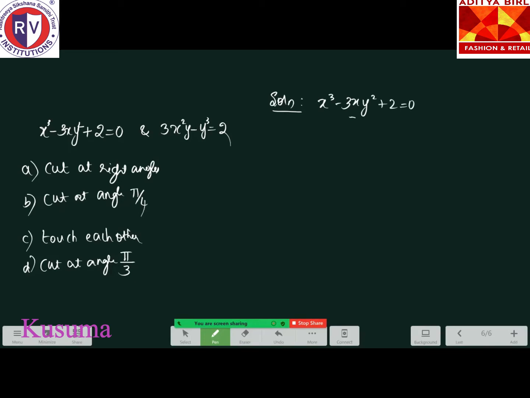For this, we have to find out dy by dx. Let us differentiate this with respect to x. So the differentiation of this will be 3x square minus 3y square into dy by dx. Differentiation of constant will be equal to 0. RHS is 0.